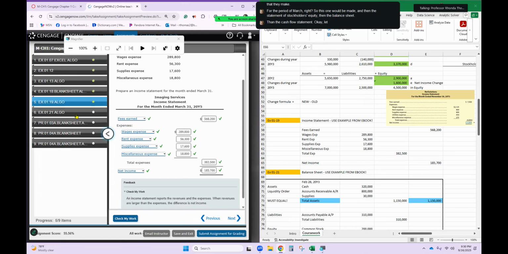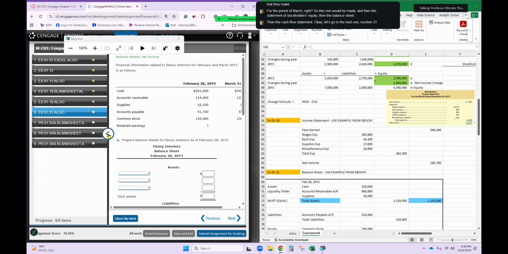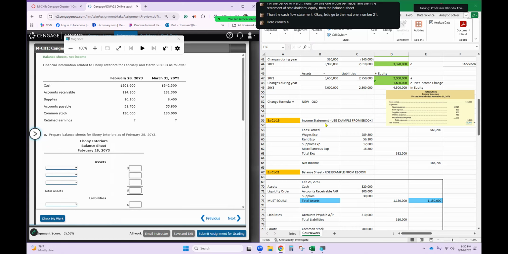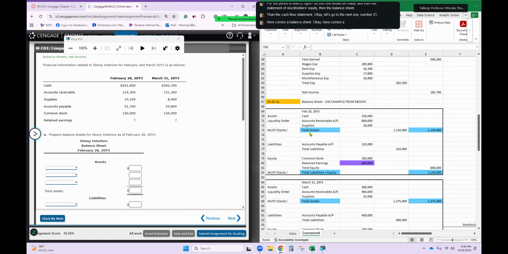Okay, let's go to the next one, number 21. Here comes a balance sheet. Okay, here comes a balance sheet.